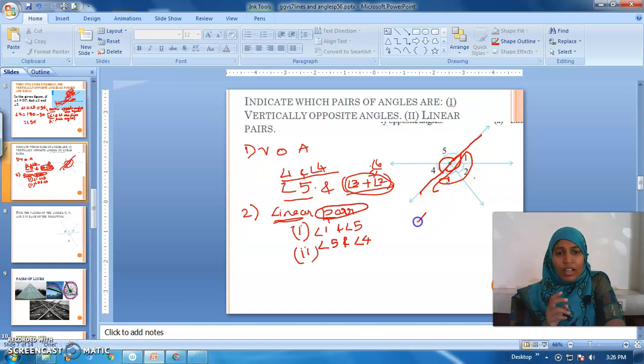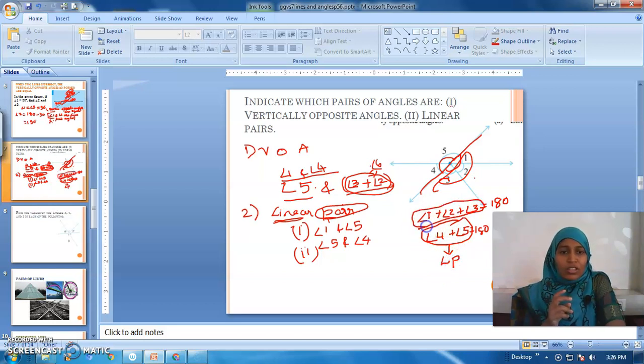Of course, angle 1 plus angle 2 plus angle 3 is also 180 degrees. Angle 4 plus angle 5 is also equal to 180 degrees. But only if they occur in pairs can we call them linear pair. Here, are they in pairs? So, this is not a linear pair of angles, but it agrees to this condition. It is true, but we cannot use the name linear pair because we are listing 3 angles.